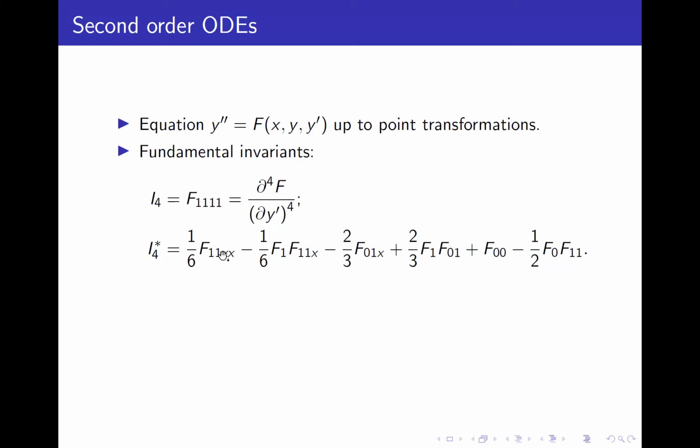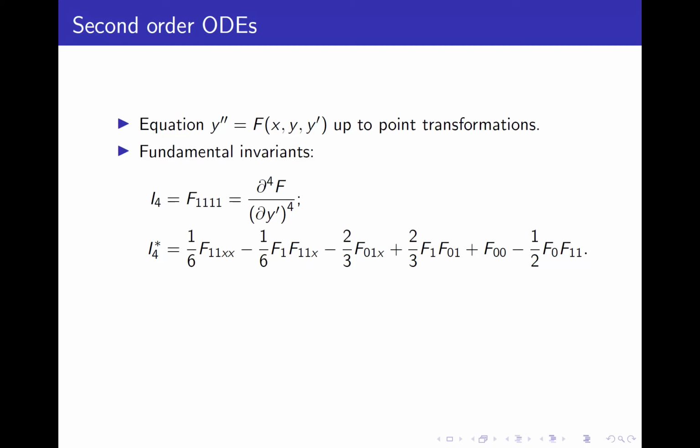The second invariant is certainly way more complicated. If I were to express this in terms of just partial derivatives, expanding all total derivatives here, that would be like 30 or 40 terms. It becomes really huge. I'm not going to explain where it comes from now, but there is a nice geometric theory behind why exactly these two invariants are fundamental invariants. In particular, the equation is trivializable, so equivalent to y double prime equal to 0, if and only if these two invariants vanish.